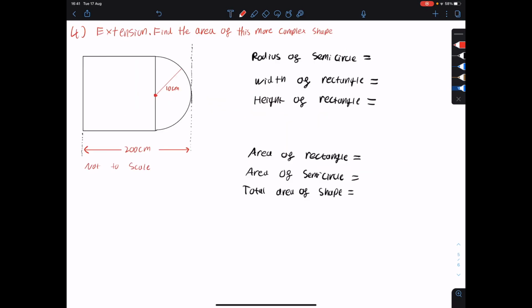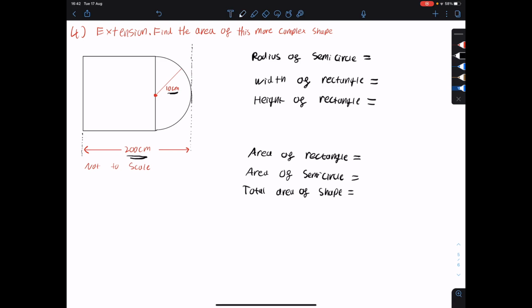Okay, so in our final question, it's more of an extension. We need to find the area of this more complex shape. And note, this is not to scale at all. So we know that the length here is 200 centimeters, and the radius here is 10 centimeters. And I've written out different values that we need to find to make our calculation a lot simpler.